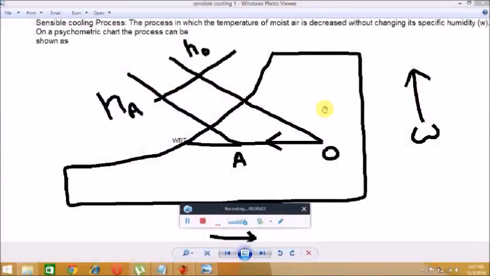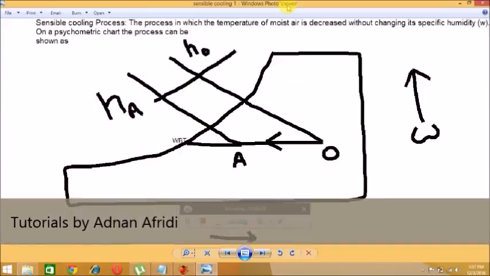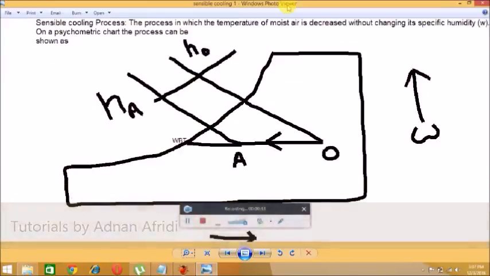Hello everyone, in this video I will explain what sensible cooling process is. This video is based on my limited knowledge of sensible cooling process. It is a process in which the temperature of moist air is decreased without changing its specific humidity. On a psychrometric chart, the process can be shown as follows.